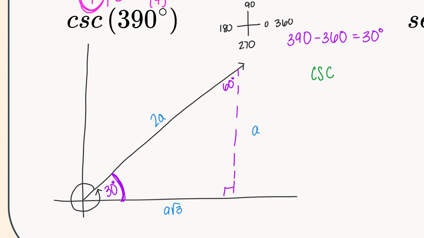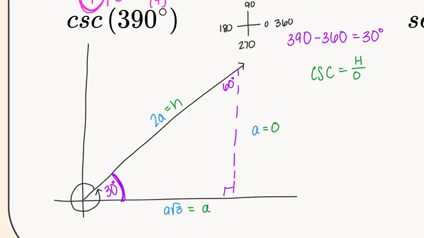And let me just label according to this. According to angle 30, this is my opposite side, this is my adjacent side, and this is my hypotenuse. Cosecant is the inverse of sine, so this is going to be hypotenuse over opposite.